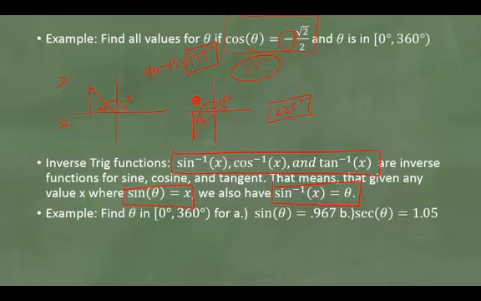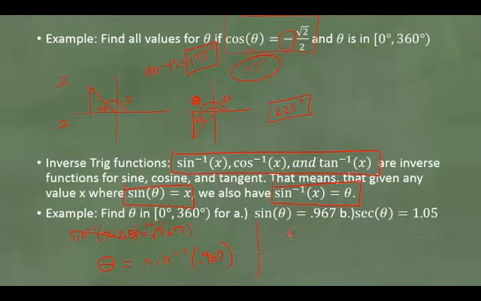Find theta between 0 and 360, where sine theta is equal to 0.967 and secant theta is equal to 1.05. We're going to do the work here first, and then we'll use the calculator. Sine theta is equal to 0.967. To find theta, we need to take the inverse of both sides. Here they cancel because they're inverses, so we get theta is equal to sine inverse of 0.967. And all we have to do now is type that into the calculator.